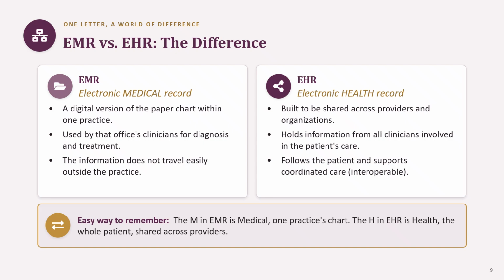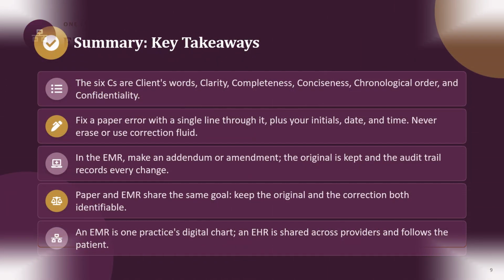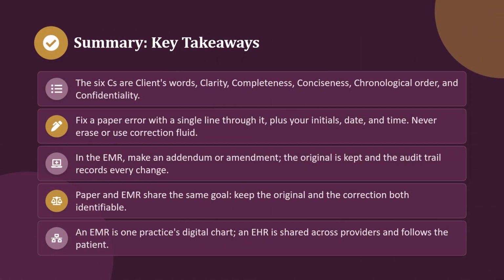Let's finish off by summarizing everything from this lecture. Let's pull it all together with 5 takeaways. 1. The 6 C's of charting are client's words, clarity, completeness, conciseness, chronological order, and confidentiality. Run that checklist every time you document. 2. To fix an error in a paper record, draw a single line through it and add your initials, the date, the time, and never erase, black out, or use correction fluid.